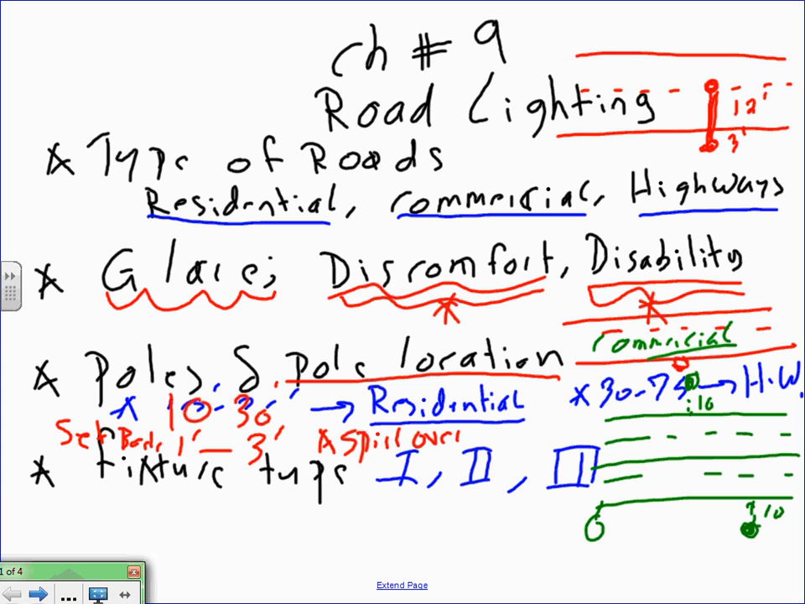Okay, a couple of things when it comes to road lighting you have to be very, very aware of. Number one is called glare. The glare, guys, comes in two types. One type they call discomfort, so it makes you feel bad when you're driving. Discomfort is okay, but disability is a completely different thing.